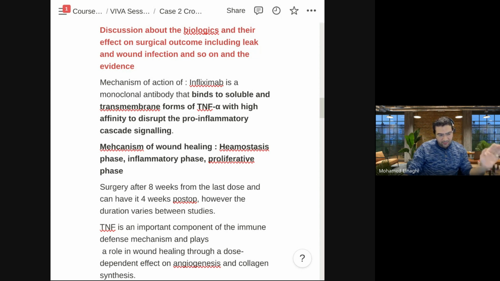So infliximab and most biologics will be effective for 8 weeks, as they continue to be circulating in the blood for 8 weeks. So most studies have suggested that if you're going to do surgery for patients who are on biologic treatment, it should be after 8 weeks from the last dose of the biologic treatment. And then for post-operative biologic treatment, you should wait for 4 weeks after the surgery before you start your biologic treatment again. But the duration is variable between studies. It is 8 to 12 weeks.